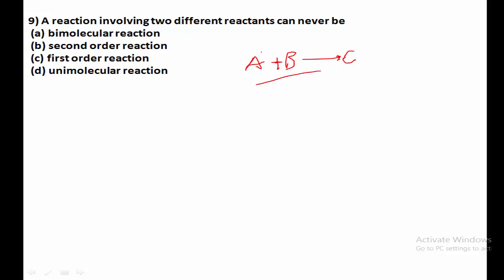Second order reaction, yes, it may also be possible, because if concentration of A and B both affect the rate of reaction, it would be second order reaction. It would be first order reaction also. Yes, it may depend on concentration of only one reactant, then it would be first order reaction. Unimolecular reaction means the reaction in which only one molecule is involved, but here two types of molecules are involved, and hence this reaction can never be a unimolecular reaction. So option D is the right one.